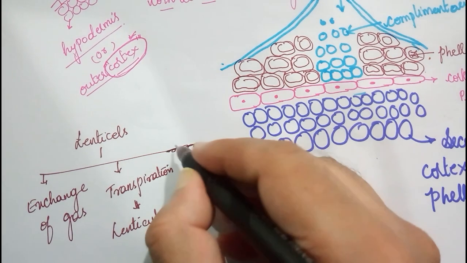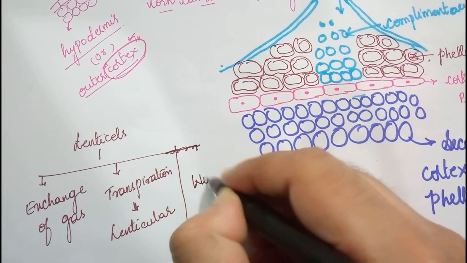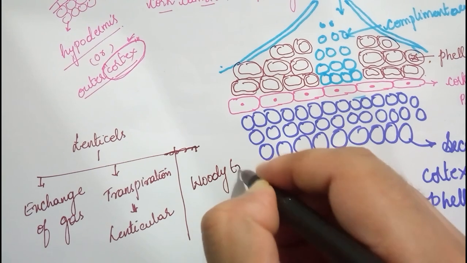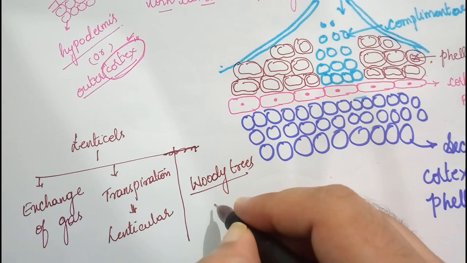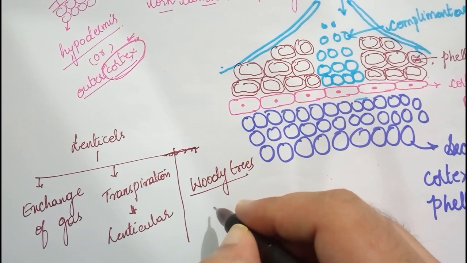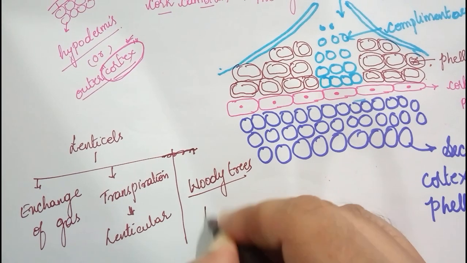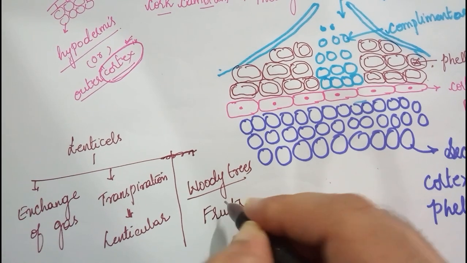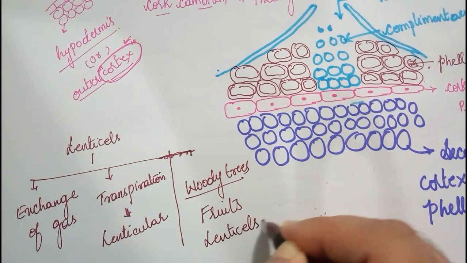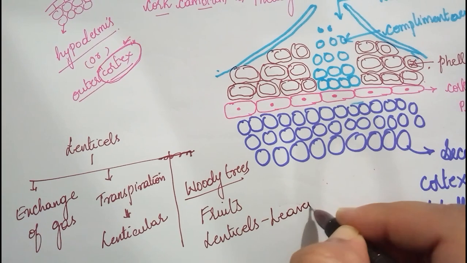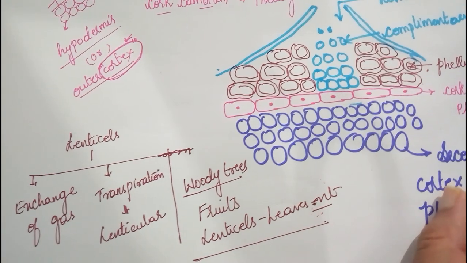Now, where are they found actually? Lenticels are usually found in most of the woody trees. These are absent in woody climbers. Lenticels are present all over the plant body. They are also present on fruits, but they are never found on the leaves. On the leaves, these lenticels are absent. Remember, on the leaves the lenticels are absent. So this is about the lenticels.